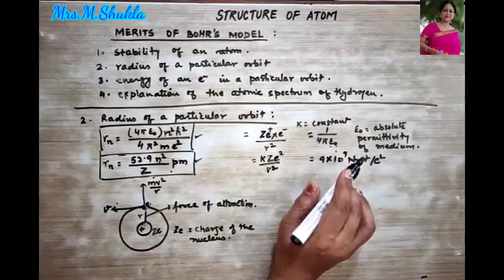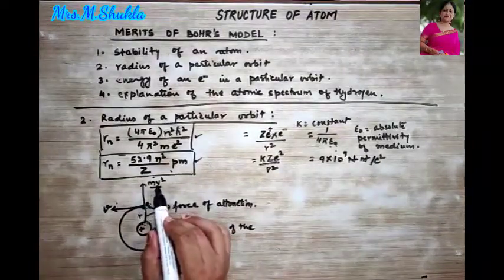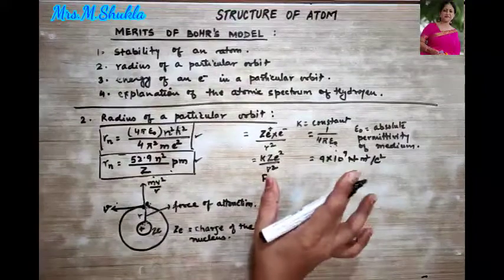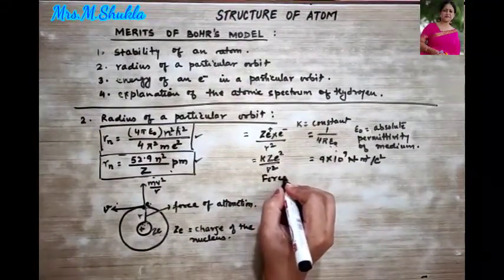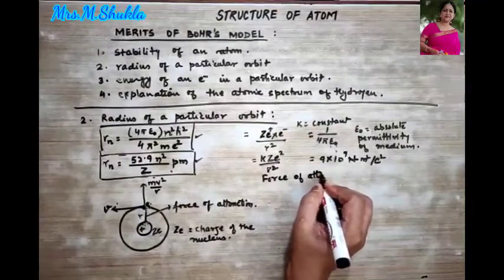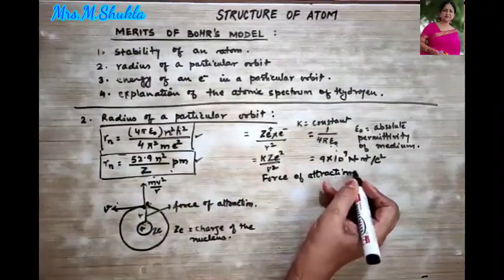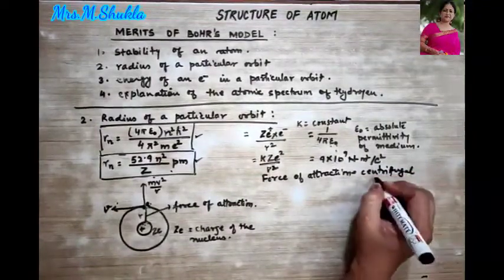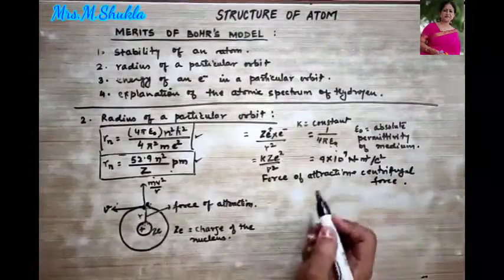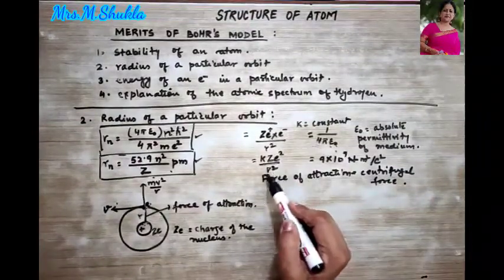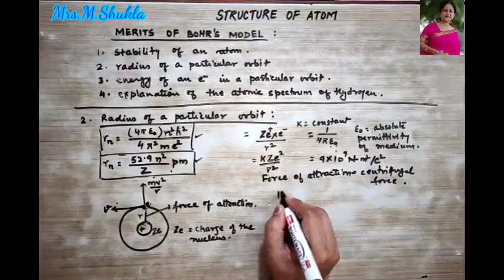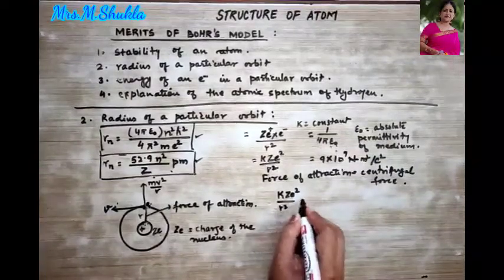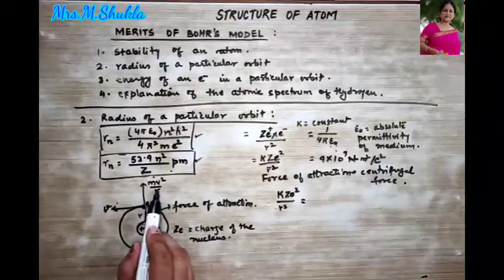Now, as I told you, the force of attraction is always equal to the centrifugal force. I'm writing it down over here. Note it down in your registers to help yourself understand. Force of attraction is always equal to centrifugal force. Clear? Now, what is the force of attraction that I had told you? This is the force of attraction. So k Z e square upon r square is equal to the centrifugal force. What was the centrifugal force that I told you?